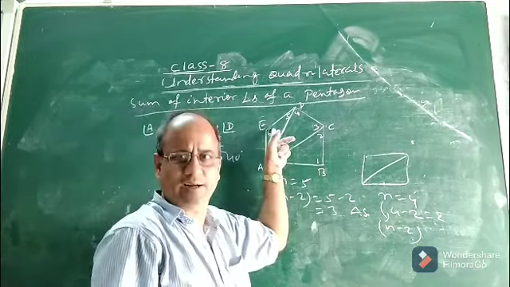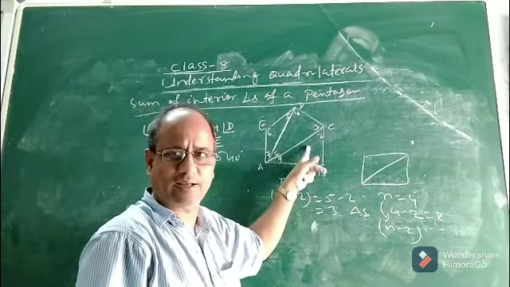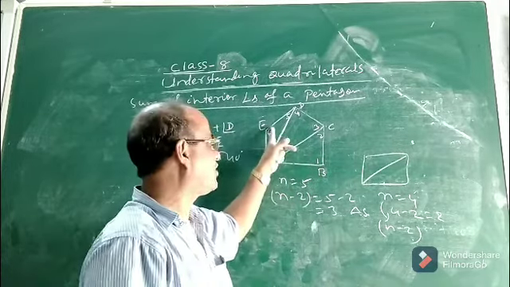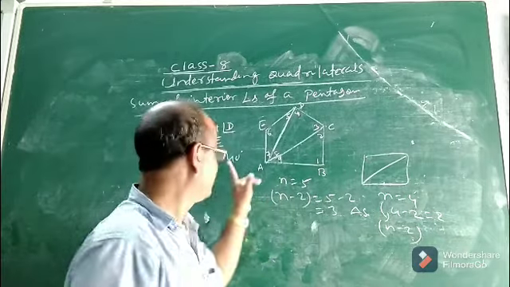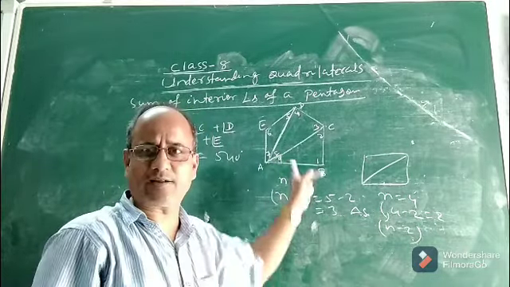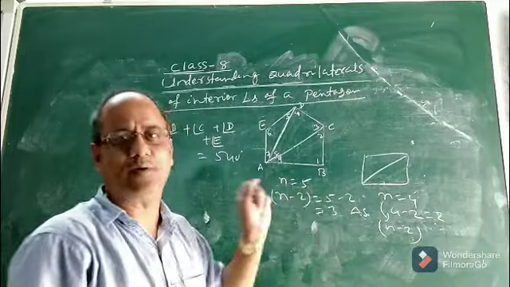Here it is 180 degrees, here 180 degrees, here also 180 degrees. In all the 3 triangles, the sum of interior angles is 180 degrees, 180, 180, 180, means 180 into 3. The sum of all the 5 interior angles of a pentagon will be equal to 540 degrees.